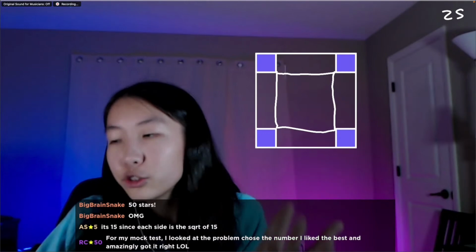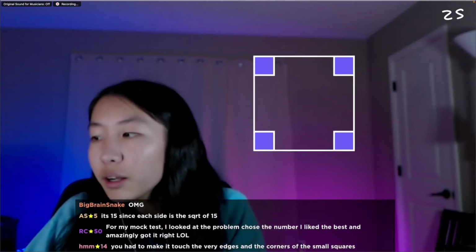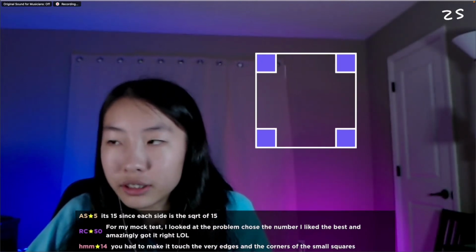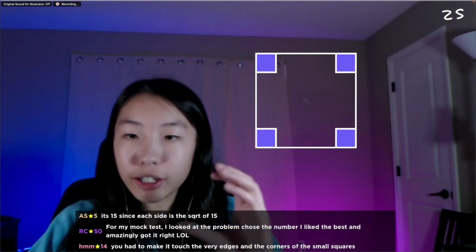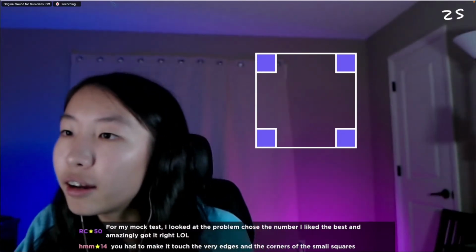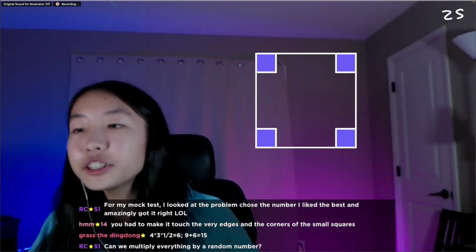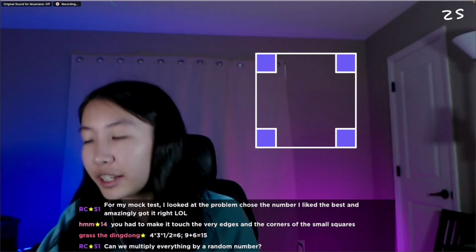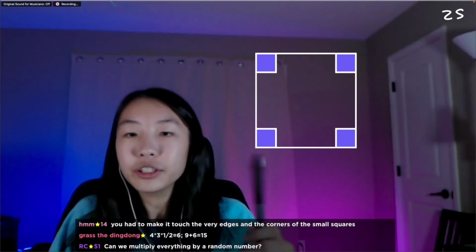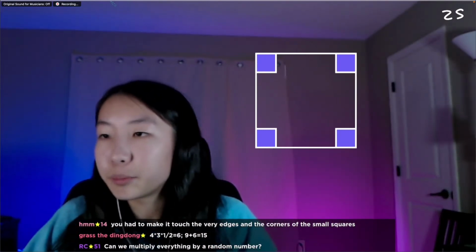But let's try to think a little bit bigger, because we do have this extra space and we're not really being forced to make the square be straight up. So it could be like this as well. So let's see what we have. In the chat, someone says that you have to make it touch the very edges and the corners of the small squares. So basically, we're going to try to have the square take up every single space.